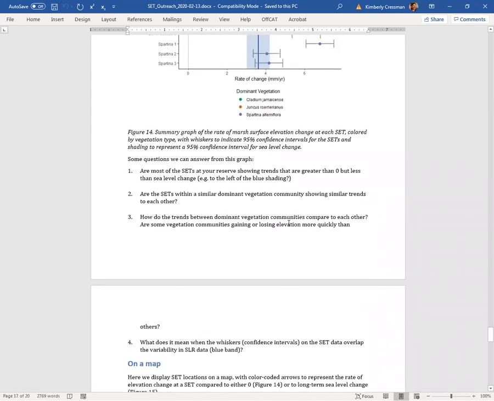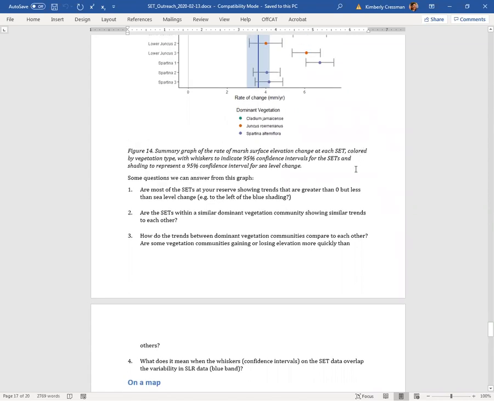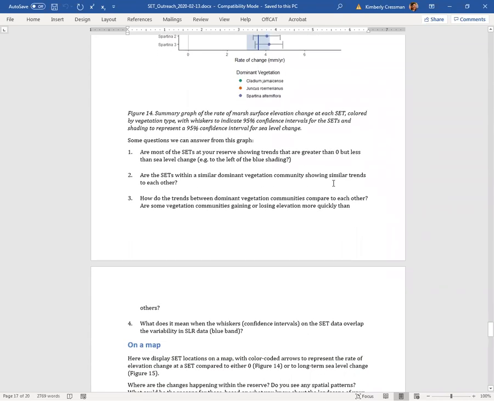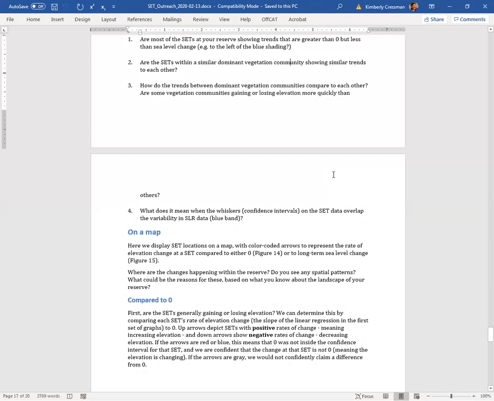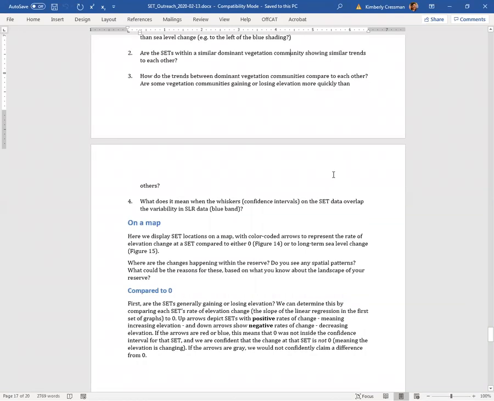And some questions that you can ask as you're working through this with teachers, with students. You can basically just ask, what are we seeing in these graphs? Are the rates of change different from 0 and sea level rise? Are they greater than sea level rise? How do the vegetation communities compare? And those sorts of things that we really want to get students thinking about.